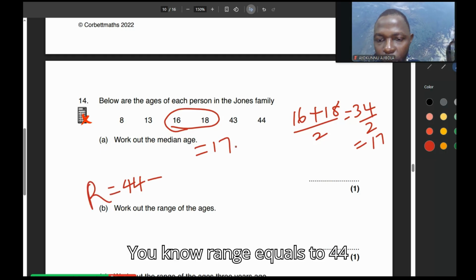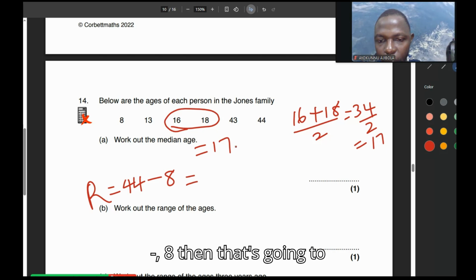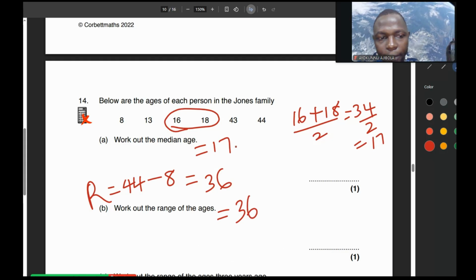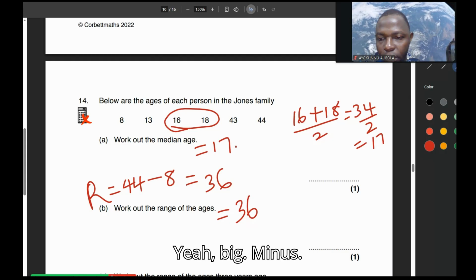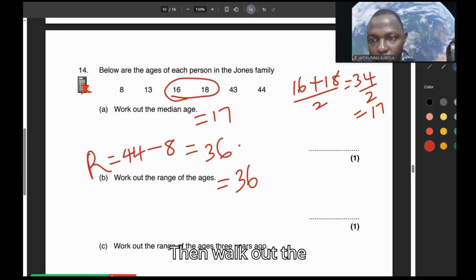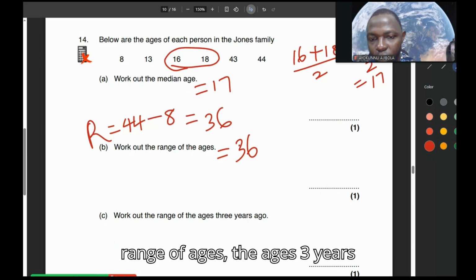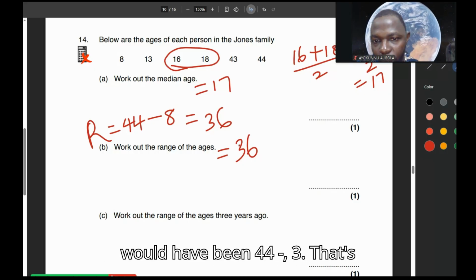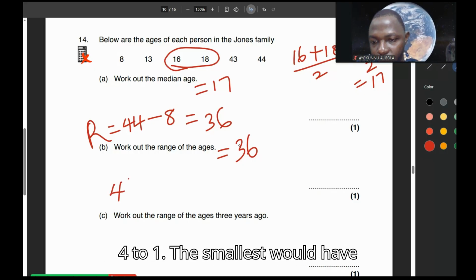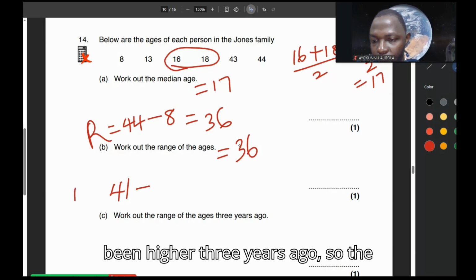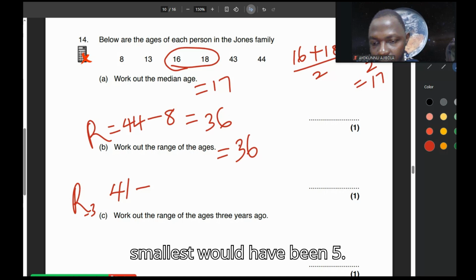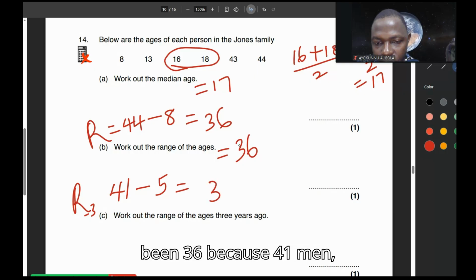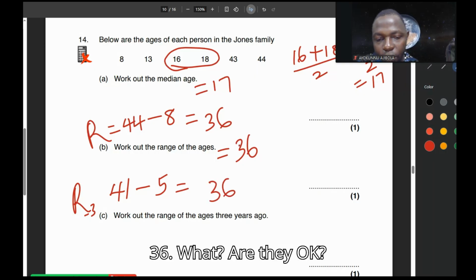Work out the range, the biggest 44 minus the smallest. Now range equals 44 minus 8, then that's going to be 36. So the range is 36. Biggest minus smallest. Then work out the range of the ages 3 years ago. 3 years ago, the biggest would have been 44 minus 3, that's 41. The smallest would have been 5. And that would have still been 36 because 41 minus 5.